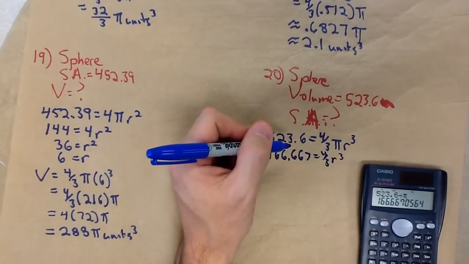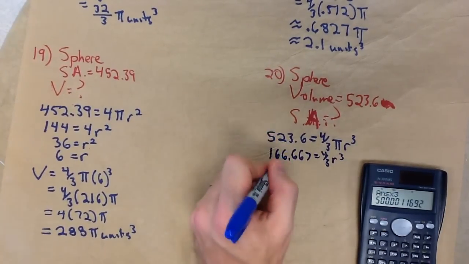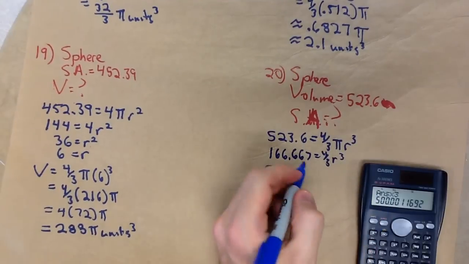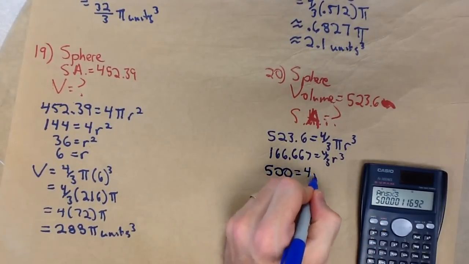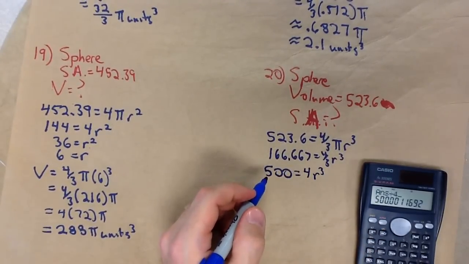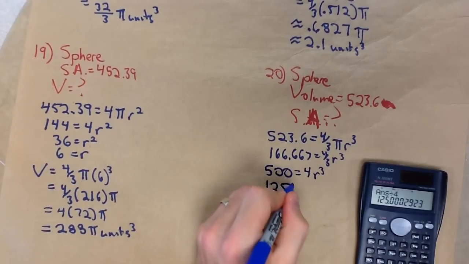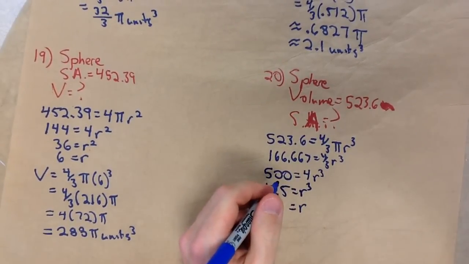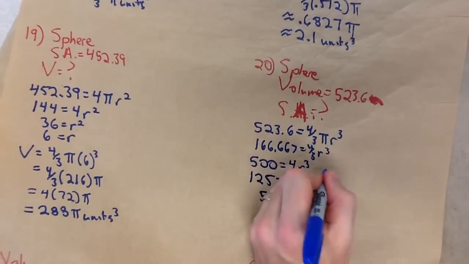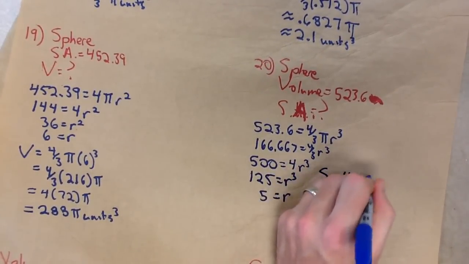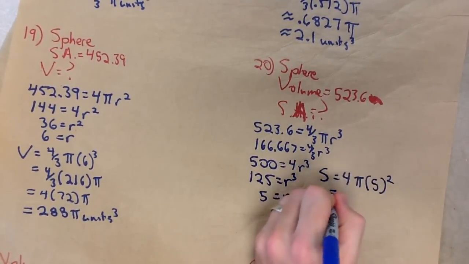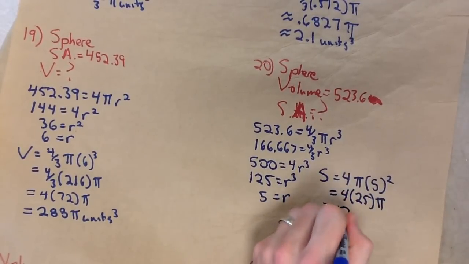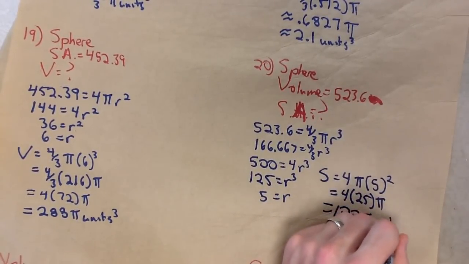I'm going to multiply that by 3, and now it becomes 500.001. That's pretty safe to say equals 4r cubed. Divide by 4, I get 125 equals r cubed, so r is 5. Now to find my surface area, that's going to be 4 pi times 5 squared, 4 times 25 pi, or 100 pi units squared.